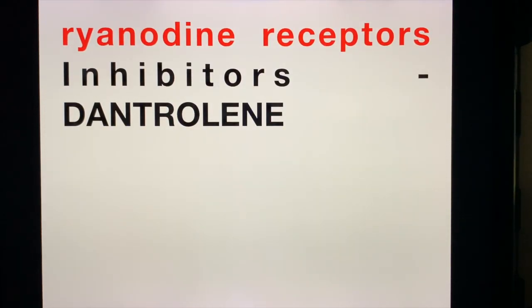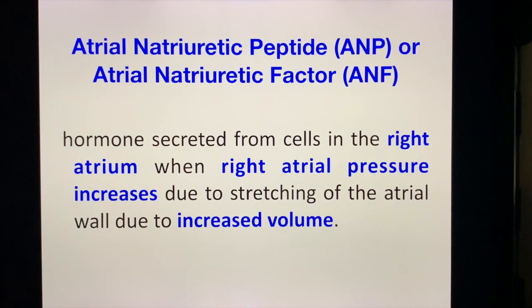So, additional clinical pearl. The treatment for malignant hyperthermia is the drug dantrolene. What is the mechanism of action of dantrolene? It will inhibit your ryanodine receptors. So your dantrolene is considered to be a ryanodine receptor inhibitor.